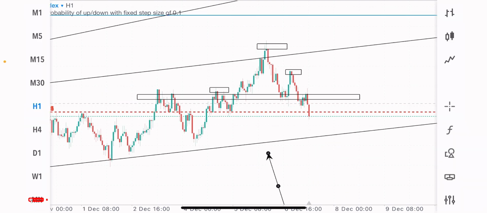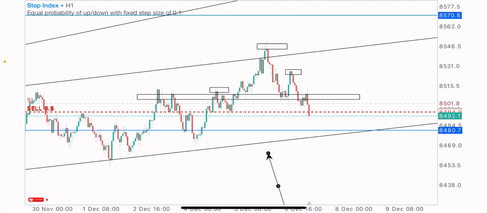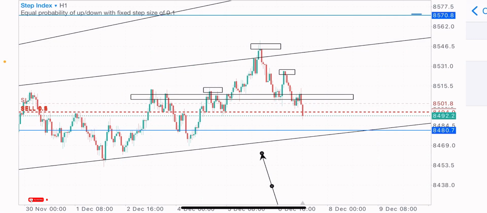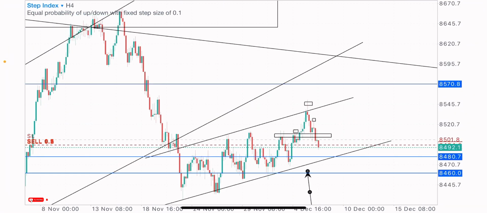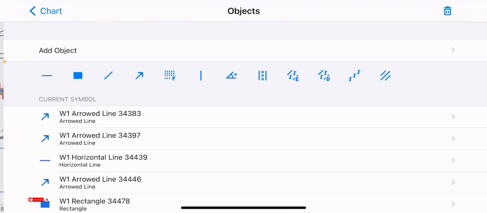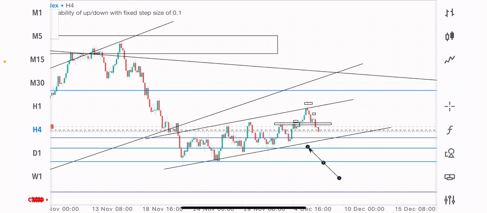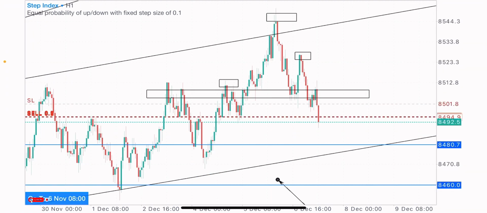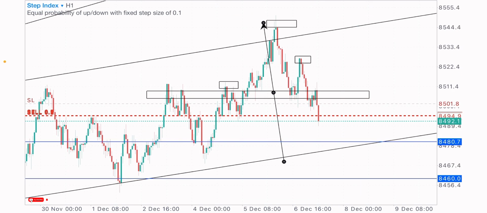So my first TP is likely to be at this zone. My manual first TP would be at this point. My second TP would be at this zone, right? My second TP would be at this zone, and my third TP would be at this point. So that's how I was able to take the sell trade on step index, identifying the market structure, analyzing from a higher time frame like the weekly time frame down to a lower time frame to get my entries.